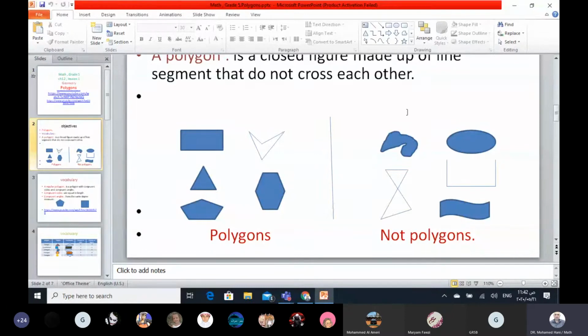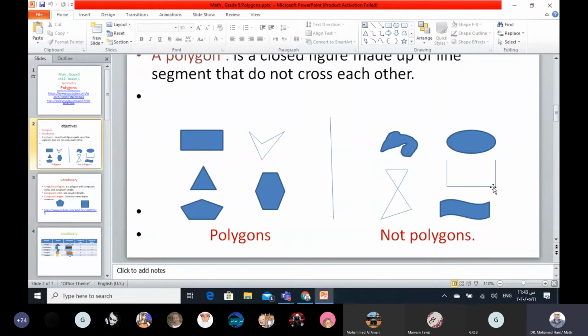This set is not polygon. Why? The first shape here, we don't have a straight line. Like this. This is a straight line. Here we don't have a straight line. So here are not polygons. In this case, here we have a straight line, but the figure is not closed. Like this. The figure must be a closed shape to be a polygon.